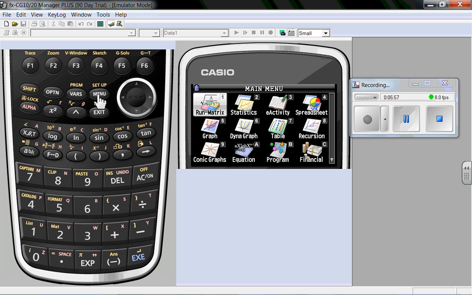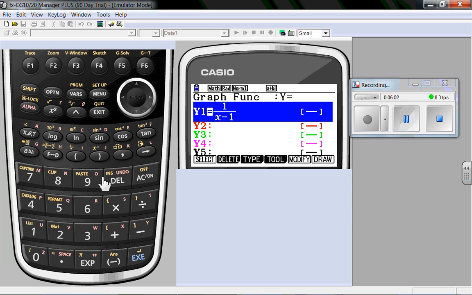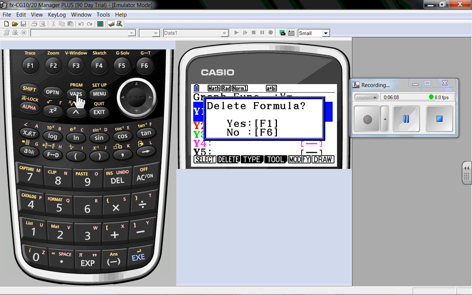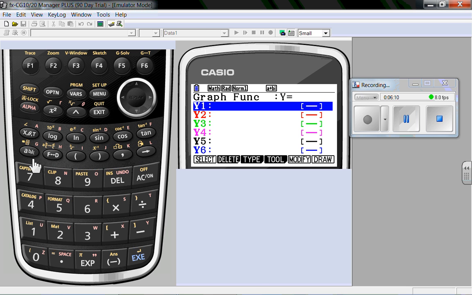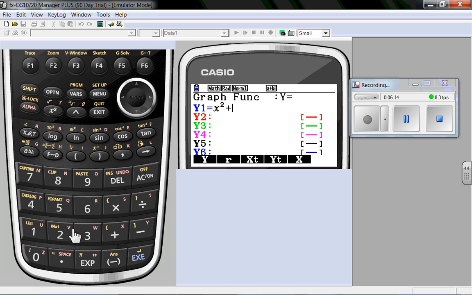Let's see what this can do with graphing since this is full color. Let's graph a few things. Let's delete that. Yes, I do. I'm going to take my x squared plus 2x minus 2.